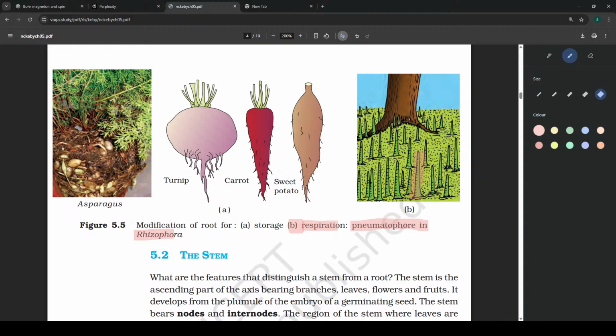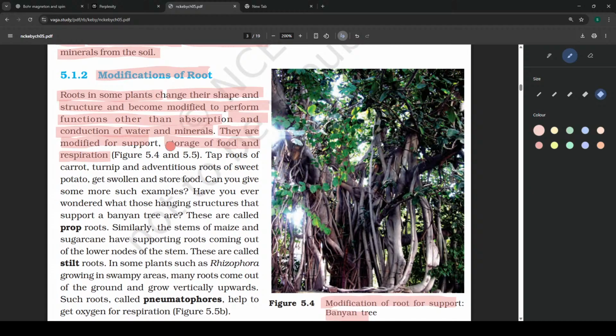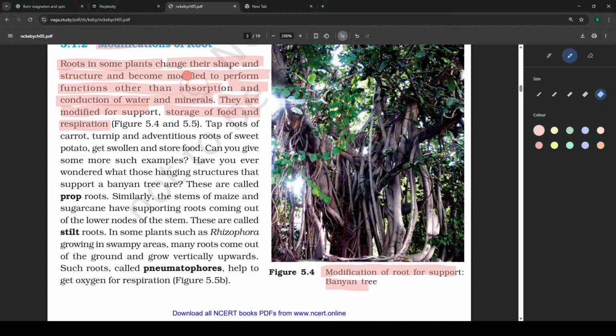This is for storage here, that is turnip, carrot, sweet potato, even radish. These are the diagrams. Let's read more about the modifications of root. They are modified for support, storage of food, and respiration. Taproots of carrot, turnip, and adventitious roots of sweet potato get swollen and store food.